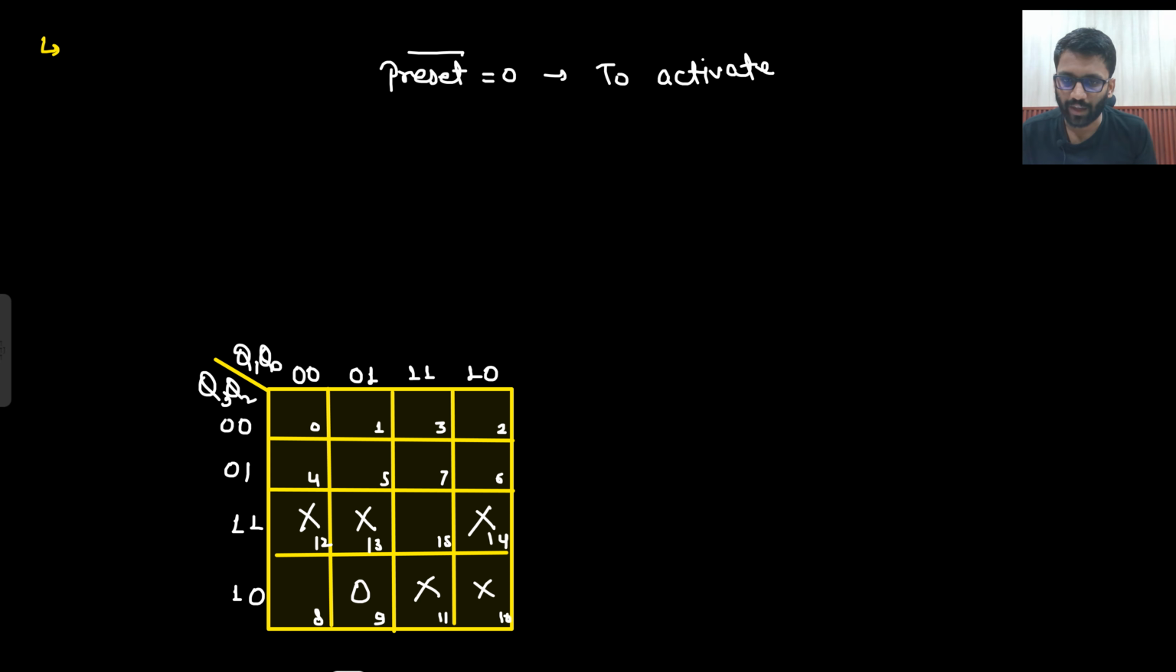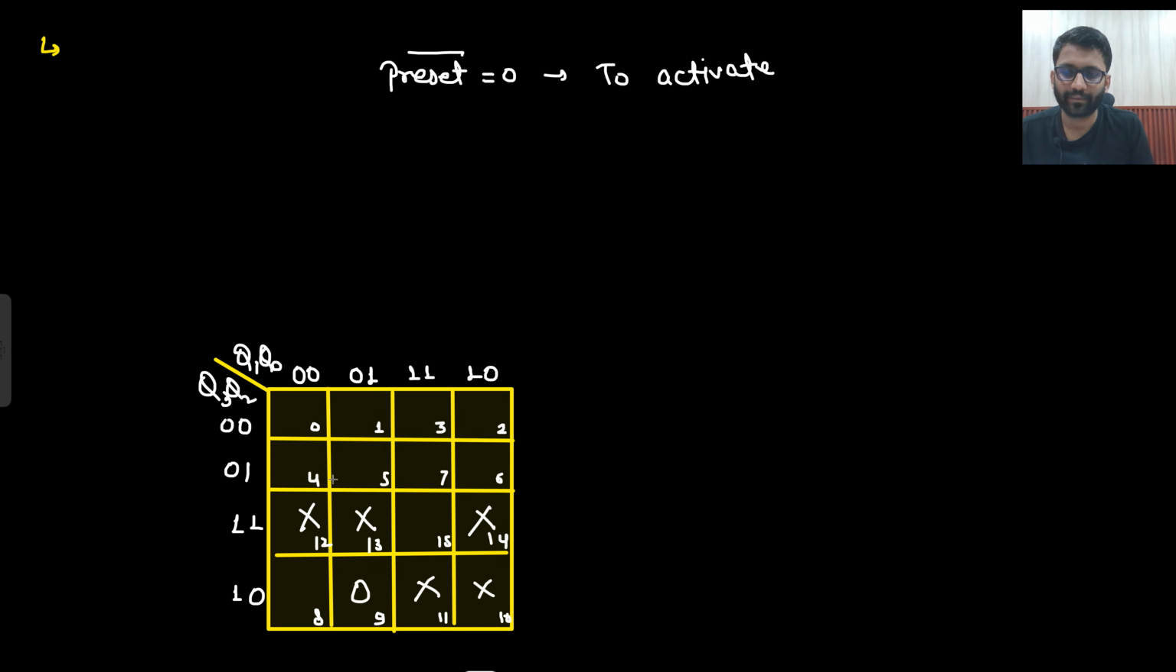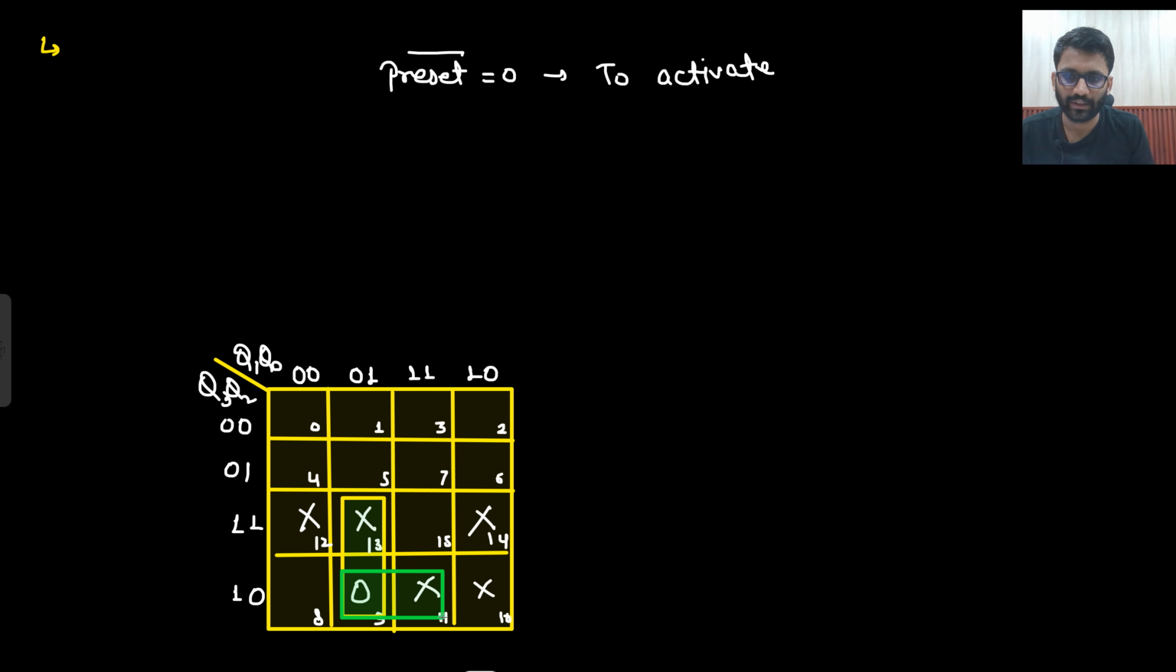So which am I going to select? Again 2 possibilities are there. This possibility is there and this possibility is there. So let's write down what will be my preset bar input. In this case, what is constant? Q3 bar plus Q2. I am writing zeros, which means I am interested in zeros. 0 means POS form, so I will be writing POS form here. Q3 bar plus Q2 and then 1 1 is constant. So Q0 bar.